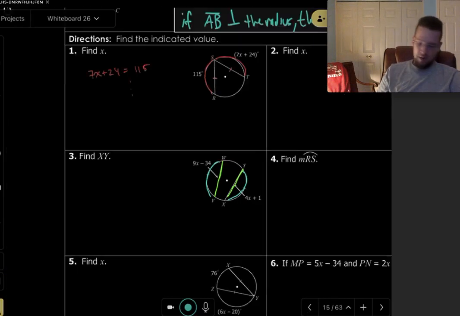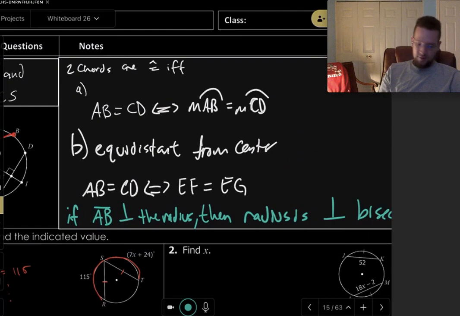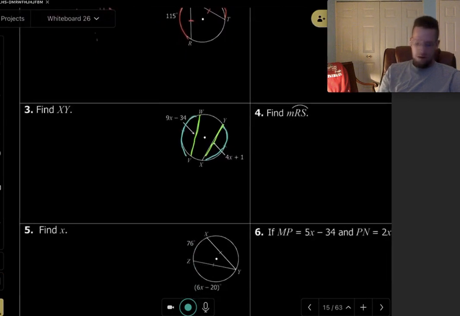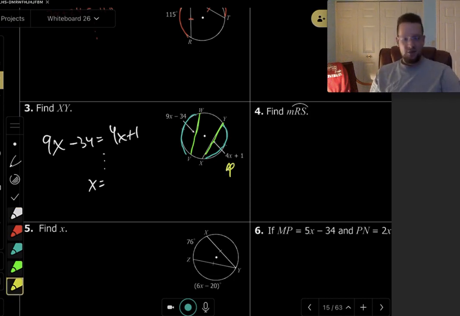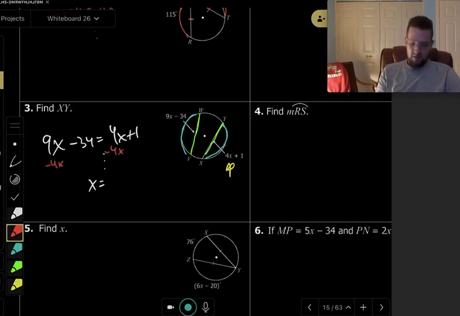Well, if we go back up here, it says if the arc measures are the same, then the segments will be the same as well. So again, for this one, just simply set up an equation. Solve for x, and then we want to plug it back into XY. So just some simple subtraction from both sides, right? Minus 4x, minus 4x. I guess it's been a while since we did this, so plus 34. We want to do the same thing to both sides.